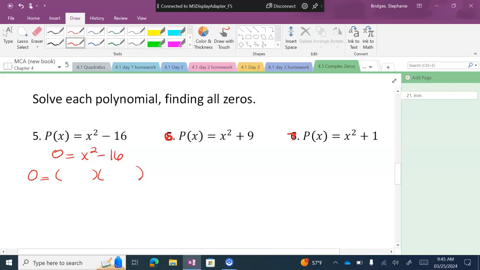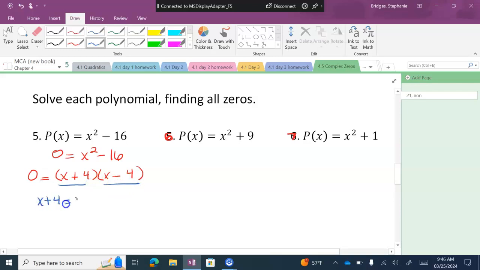What is the square root of x squared? X. What is the square root of 16? 4. And then what do I do with my signs? Plus or minus. Before I continue, I want to see, are those completely factored? Is that as far as I can break them down? Yes.